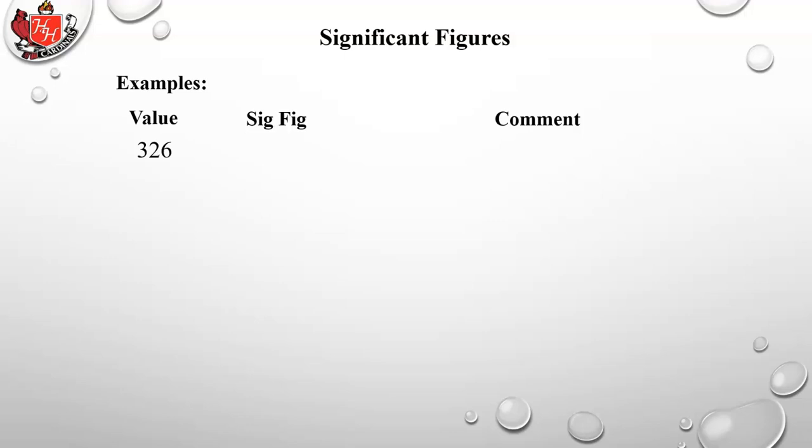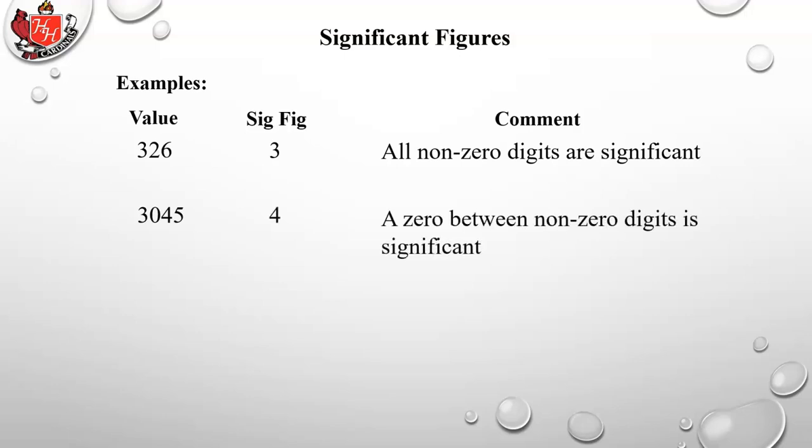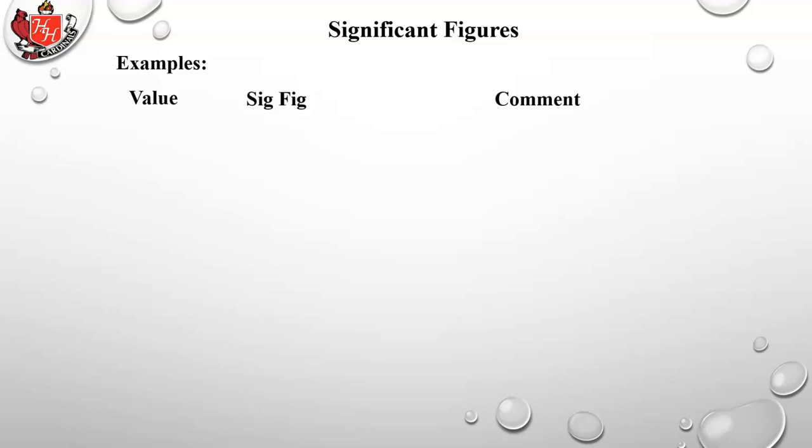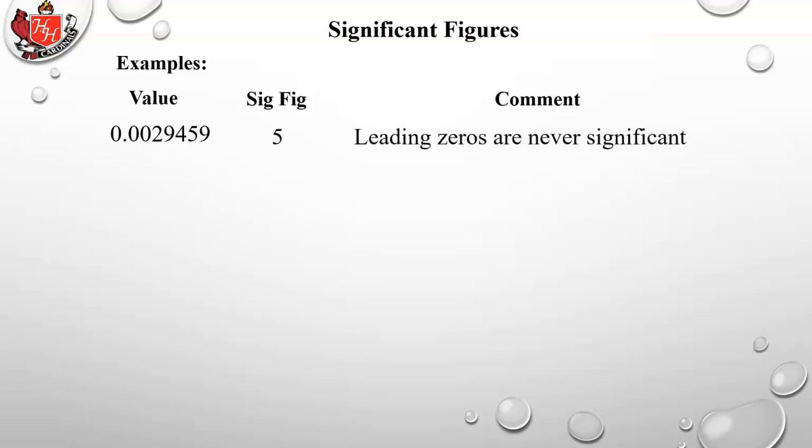So let's look at some examples here. 326. What I'm asking is how many significant figures? There's 3 significant figures. All non-zero digits are significant. 3045. 4 significant figures. A 0 between non-zero digits is significant. 6020. 3 significant figures. No decimal, so the trailing 0 on the right is not significant, or some books would say it's uncertain. How about this one? 5 significant figures. Leading zeros are never significant. How about this one? 1 significant figure.